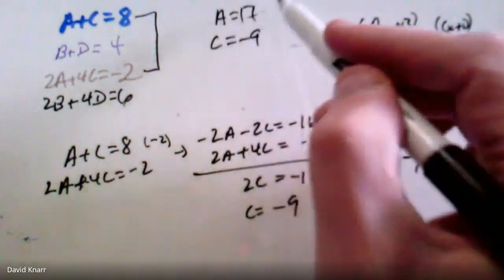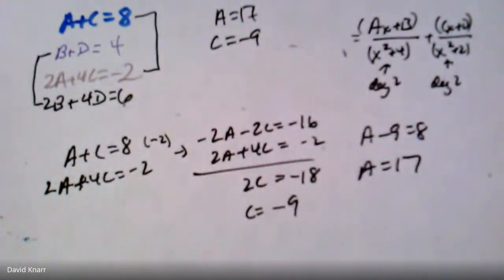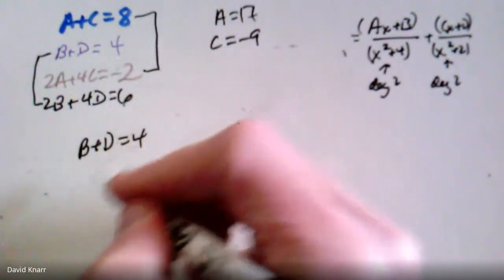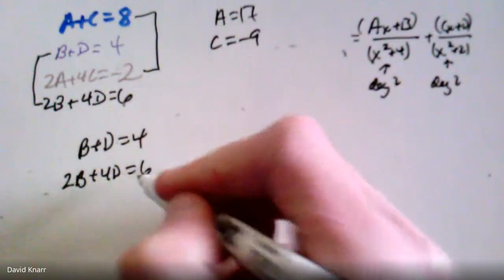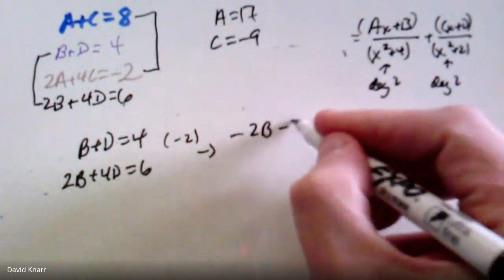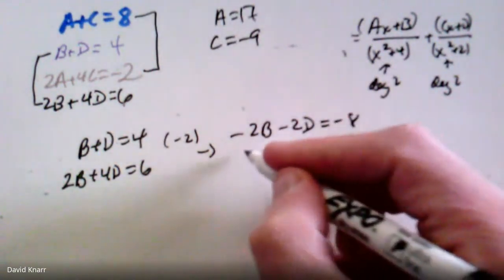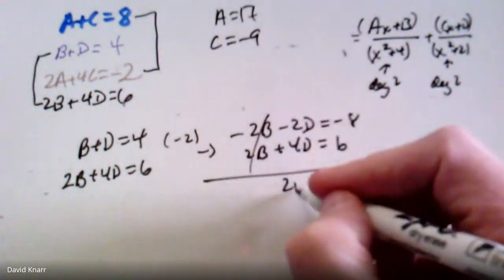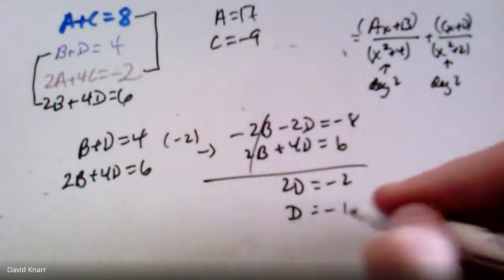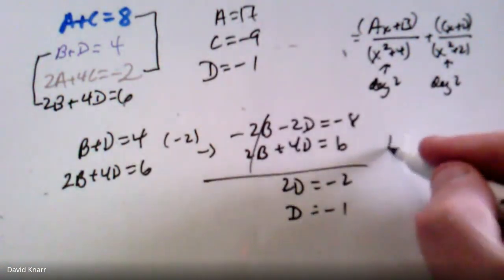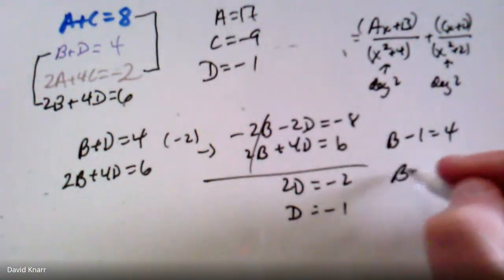Okay, let's go on. Now take these two equations, work those two together, and you should be able to get b and d. All right. So we have b plus d equals 4, and then we have 2b plus 4d equals 6. If you multiply the top equation by -2, you'll get -2b minus 2d equals -8, and 2b plus 4d is equal to 6. So these drop out. You get 2d equals -2, so d is -1. And then if I put d is -1 in this equation, I'll have b minus 1 equals 4, so b equals 5.